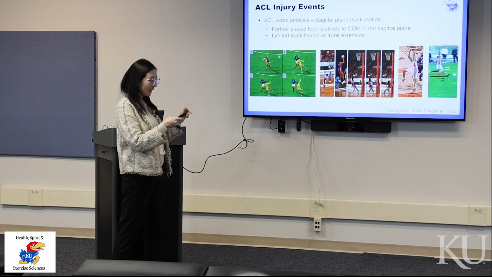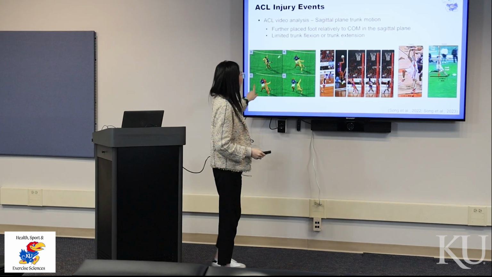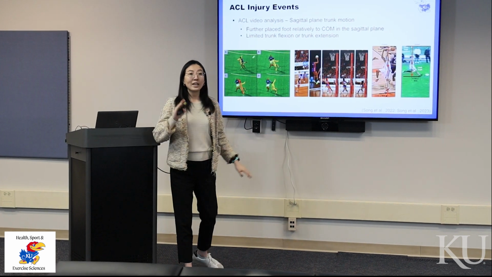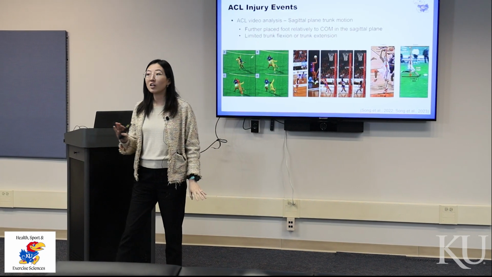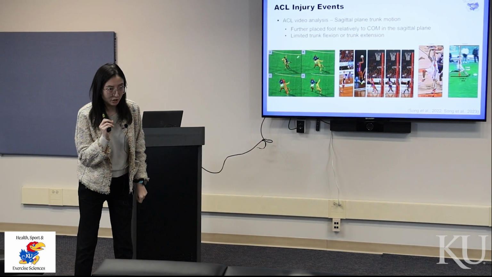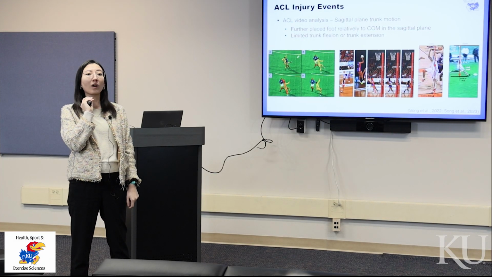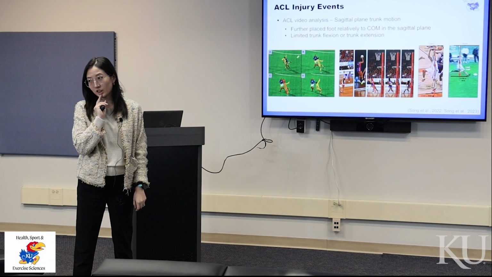To look at this, researchers have found, if we look at those red arrows shown here, when ACL injury happens, none of those injured players are in a flexed trunk position. They are all either extending their trunk or having limited trunk flexion.